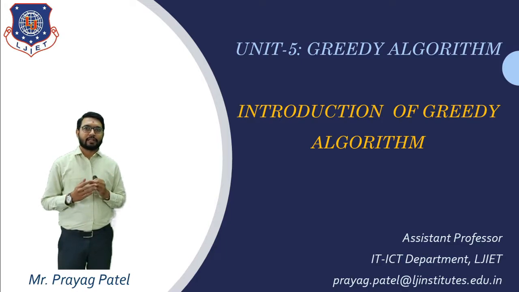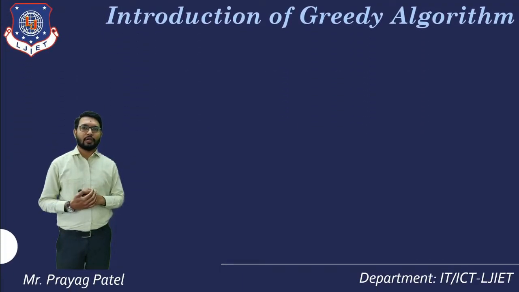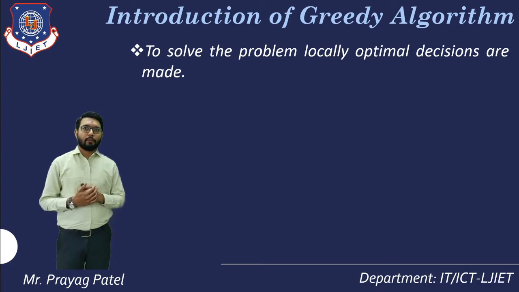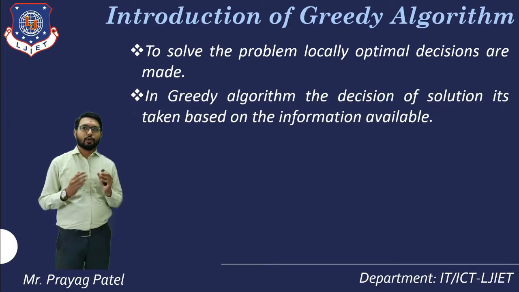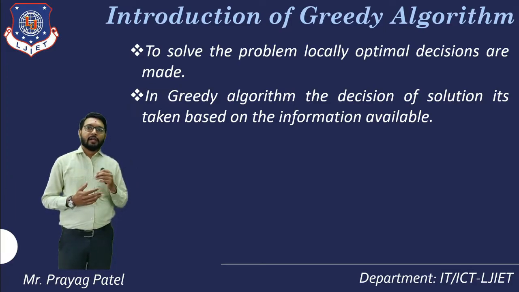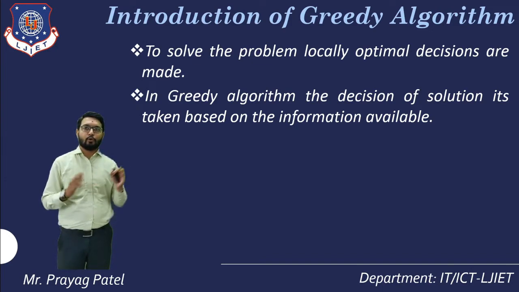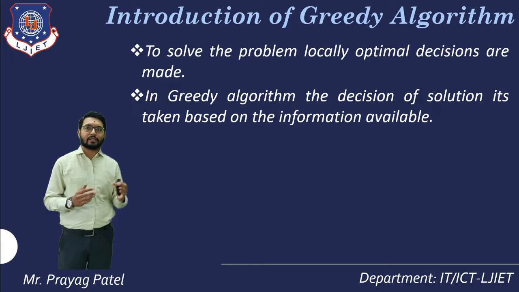In today's lecture, we discuss the introduction of the greedy algorithm. Initially, what is the greedy algorithm? To solve the problem, locally optimal decisions are made; this is called the greedy method. It means you consider the locally optimal solution, not a globally optimal solution. In a greedy algorithm, the decision is taken based on the information available. At a given time, you have many options. Out of the available options, you select the best option, which is called the locally optimal solution. This is considered a greedy algorithm.